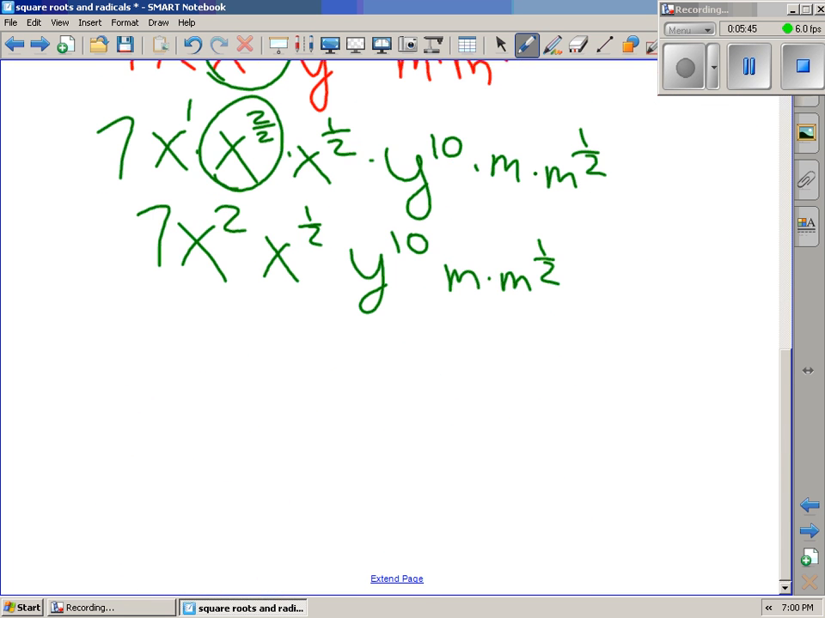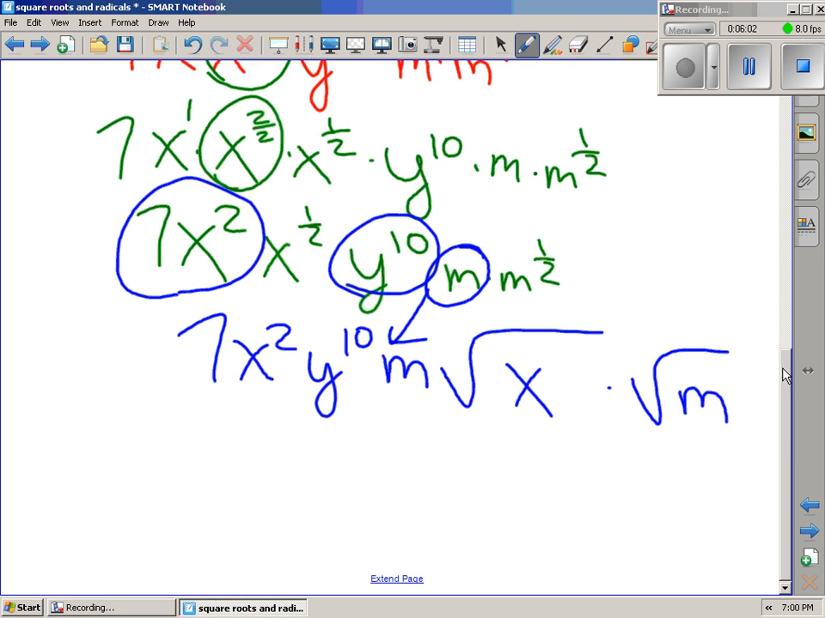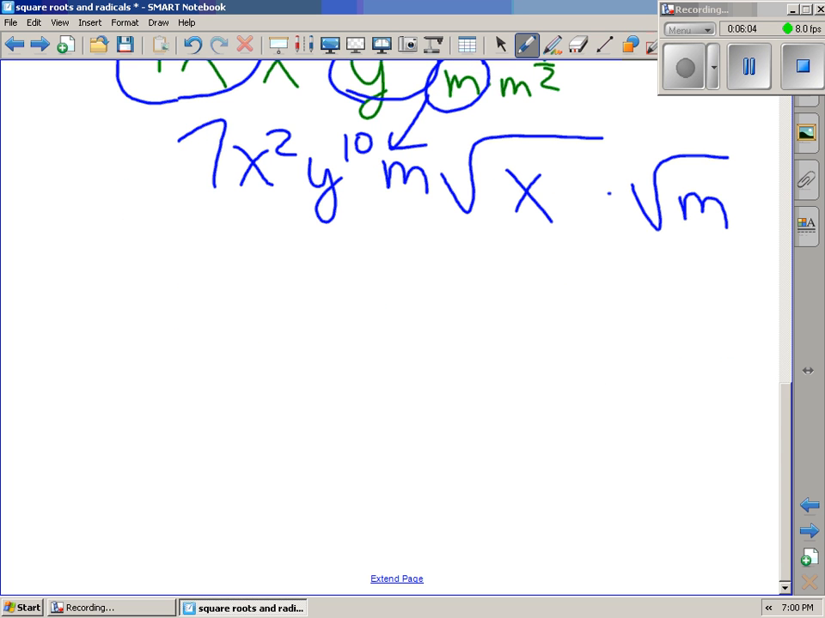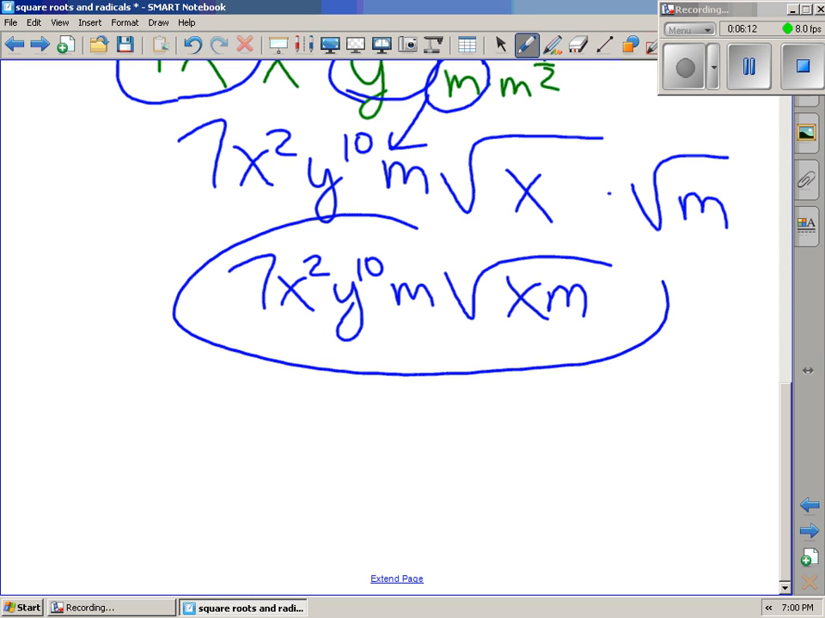So at the end here, what we're going to have is 7x squared. And then I'm going to write that beside y to the 10th. I'm reordering according to the commutative property of multiplication. The m next, and then both of these that need to go underneath the radical, I'm going to put back underneath the radical. And I can combine it using what I know about the properties, and my final answer is 7x squared y to the 10th m. And that's my final result.